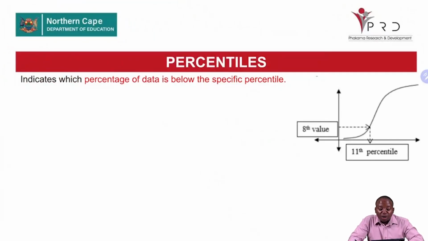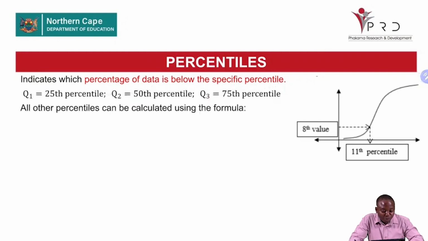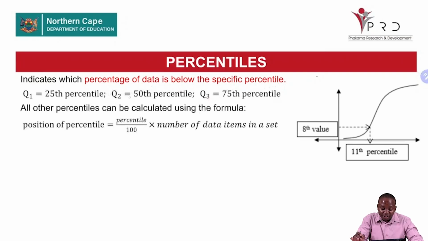Now, from our Ogive curve, we can also get data like percentiles. A percentile tells us which data is below a specific percentage. Q1 is the 25th percentile, Q2 the 50th percentile, Q3 the 75th percentile. All other percentiles can be calculated using a formula.